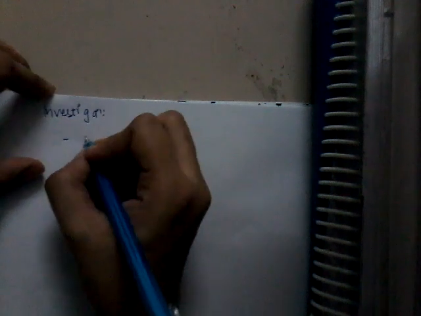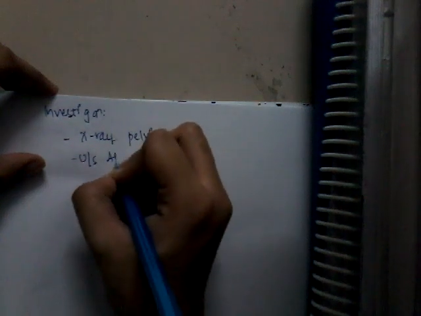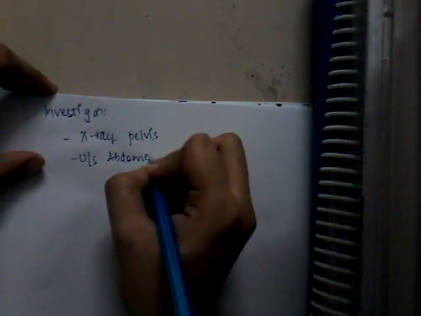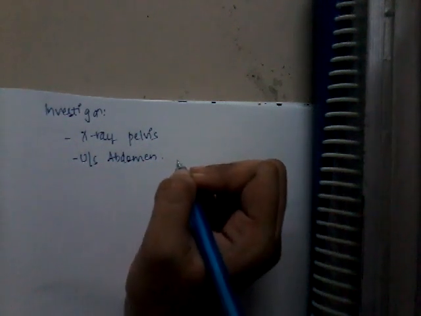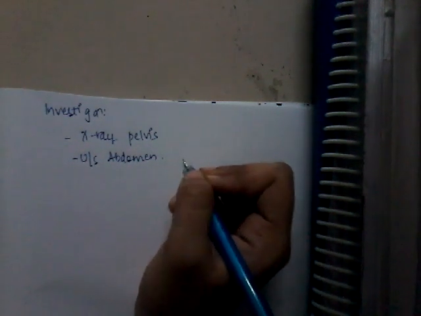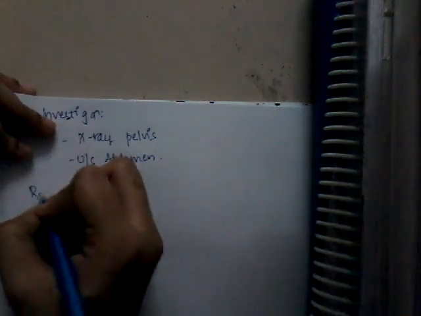So we'll have to do investigations. The investigations include X-ray pelvis, and then the second one, ultrasound abdomen. These are the two investigations which you do to see whether there is a rupture of the urethra. And then treatment. How do you treat it?